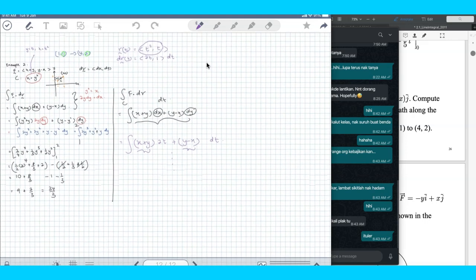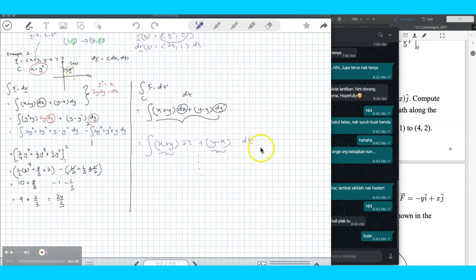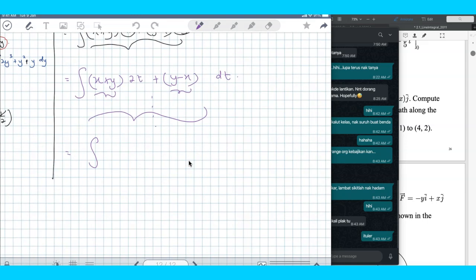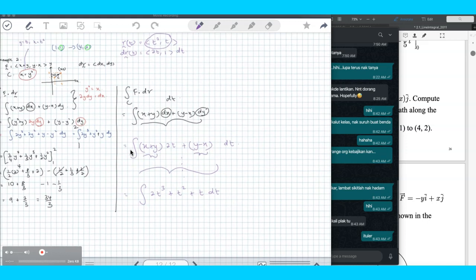So how about the limit of t? Because you need to obtain the limit, you have to integrate with respect to t. Maybe I can give you the result after you substitute. So your expression will become 2t cubed plus t squared plus t dt. So you have to show this after you substitute x and y, and you simplify, and you will get this form of expression. But you need to obtain the limit of t.